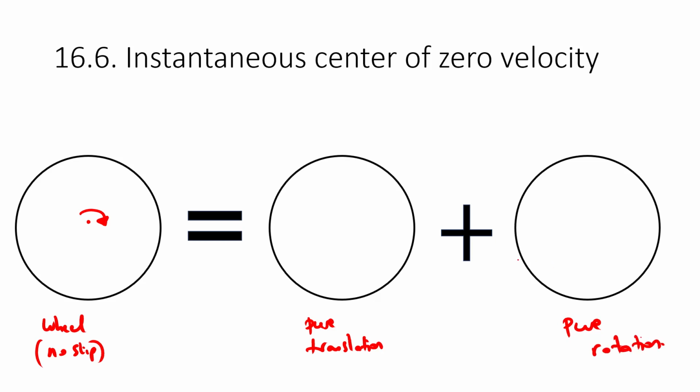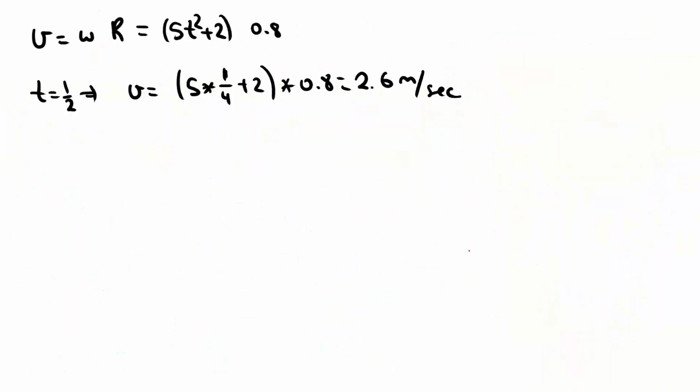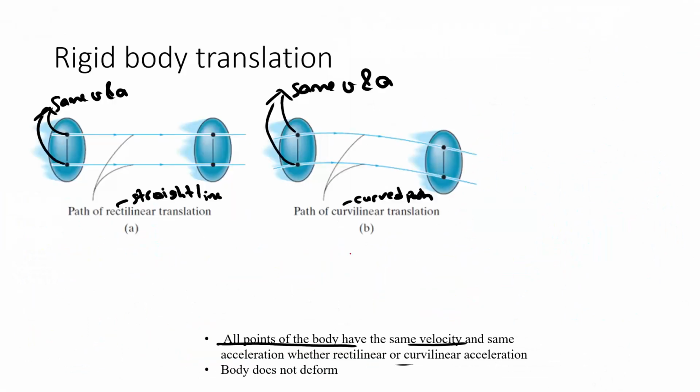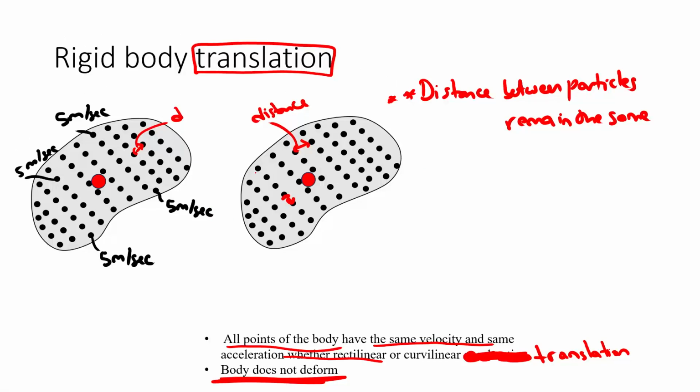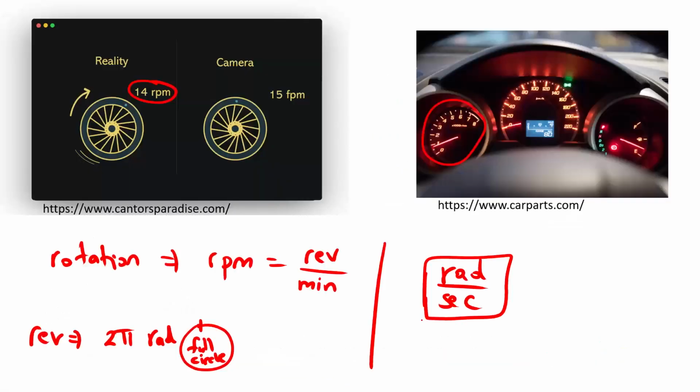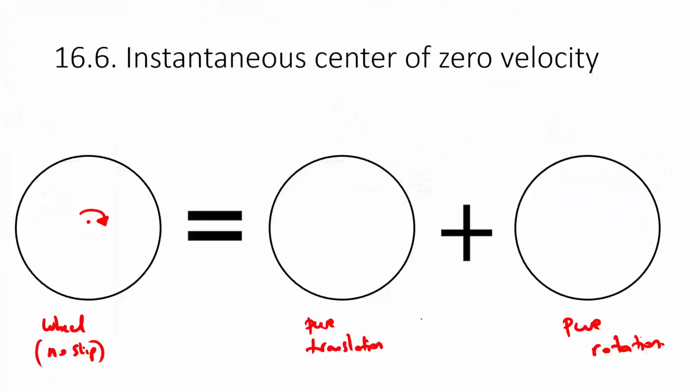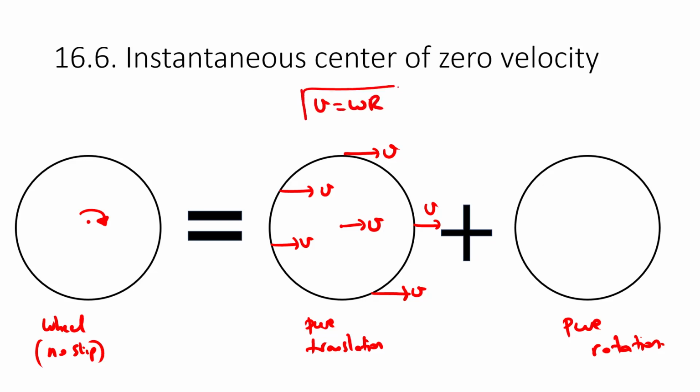If you remember, we have said that for a rigid body, if it translates, all the particles move with the same velocity. Similar things will happen here. For this wheel, all the particles will move with a velocity of v everywhere, and this v is omega times r. So we have a velocity of v everywhere in this translation of the wheel, as well as a rotation of the wheel.